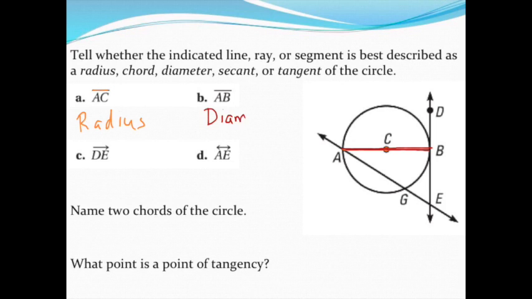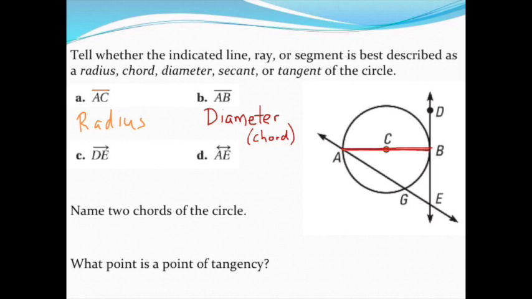Now, in a moment, we'll talk about things called chords, and chords are segments that go across a circle. So actually, segment AB could also be called a chord. However, because it goes through the center, it's got a very specific name. So I'm going to say that a diameter is the best name for this, although I could technically also call that a chord.